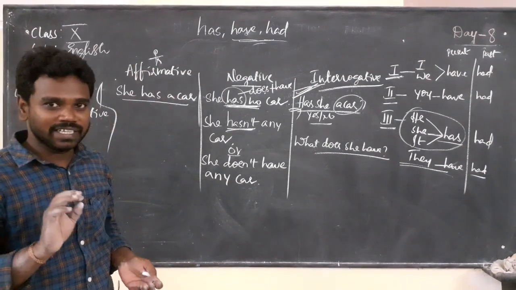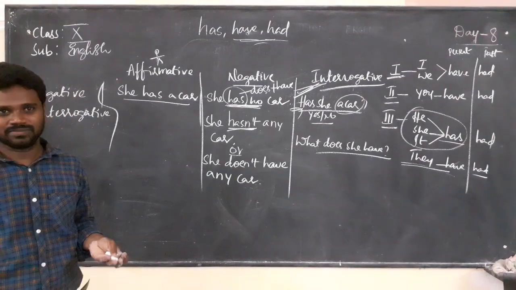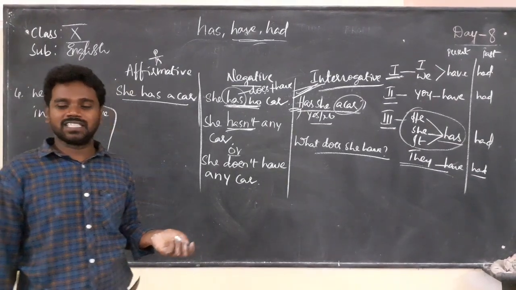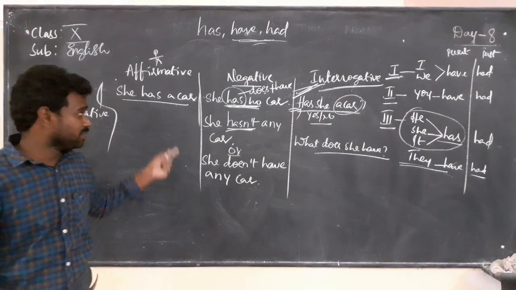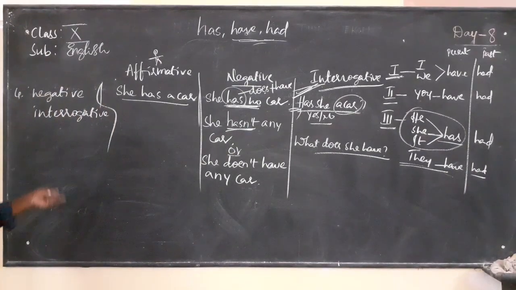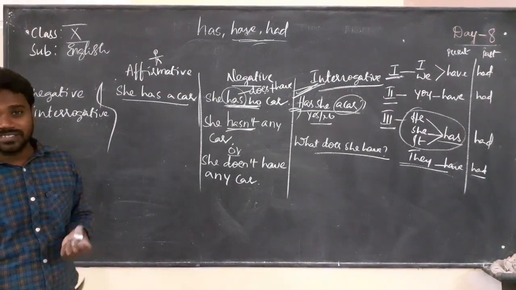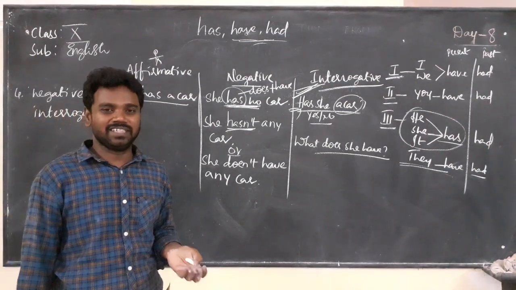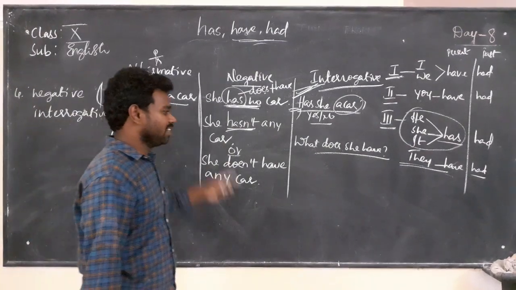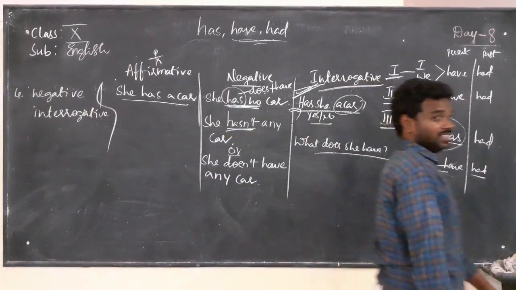And the third point is, when we use take, receive, experience, we use has, have, or had. And the fourth point is negative and interrogative sentences. We use them in these usages.